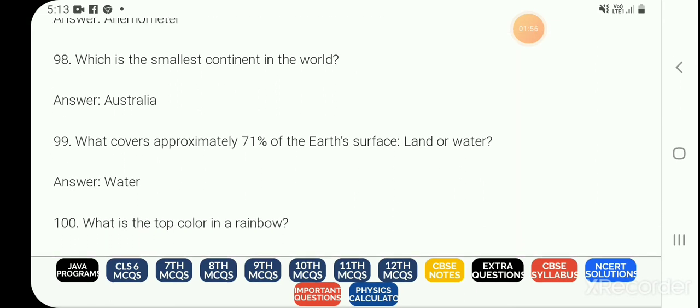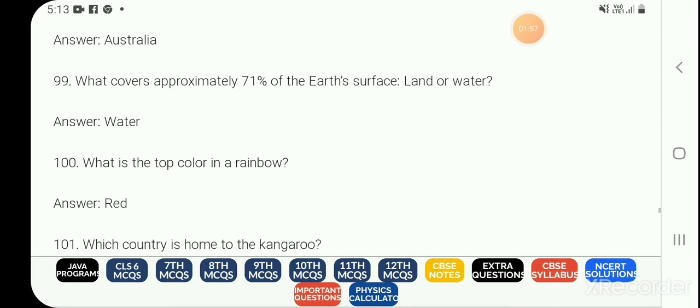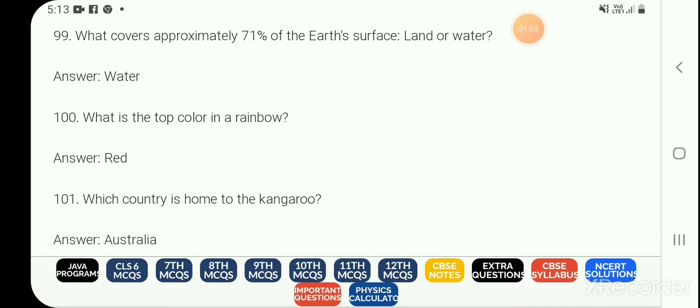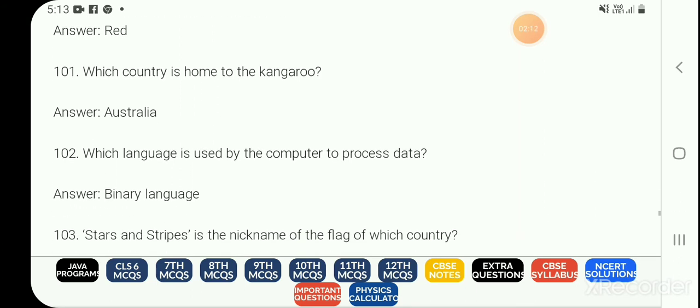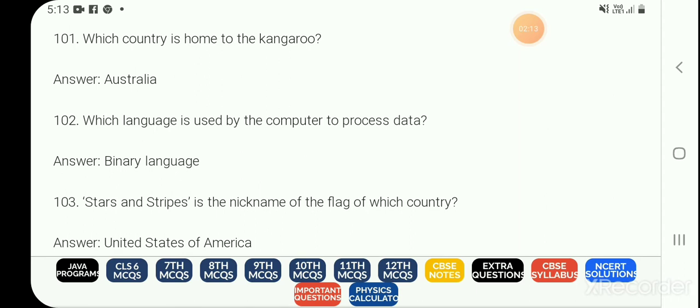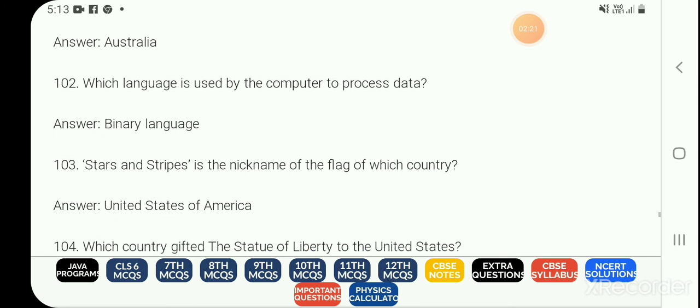Which is the smallest continent in the world? Australia. What covers approximately 70% of the Earth's surface, land or water? Water. What is the top color in a rainbow? Red. Which country is home to the kangaroo? Australia is the home of the kangaroo.